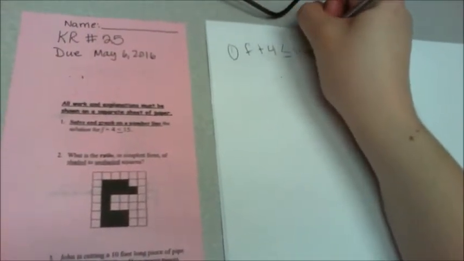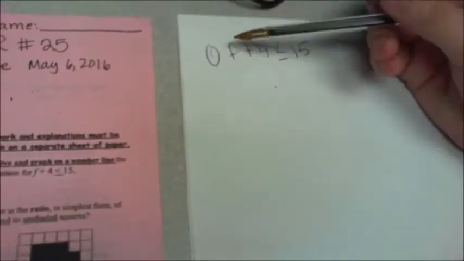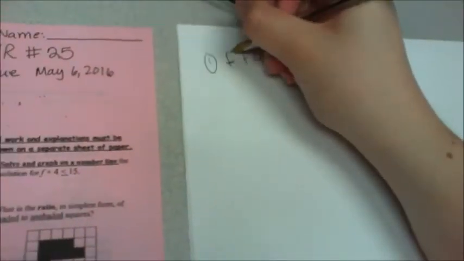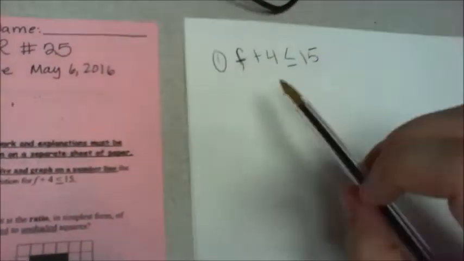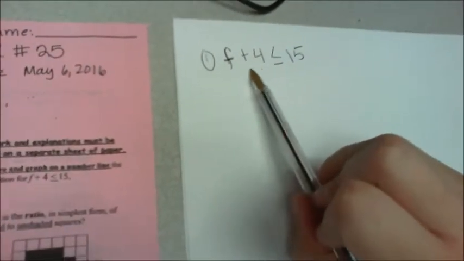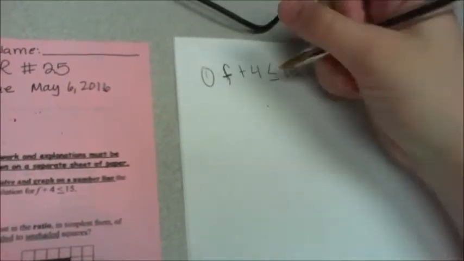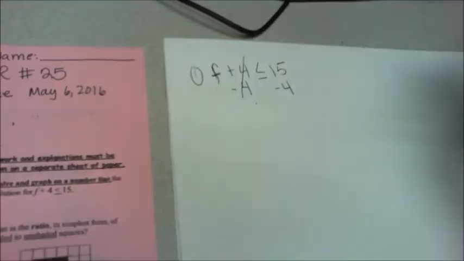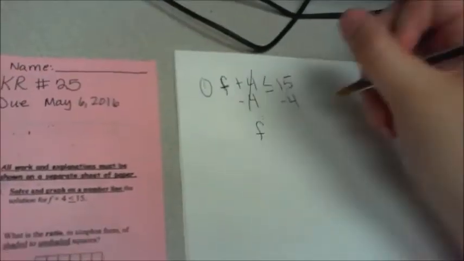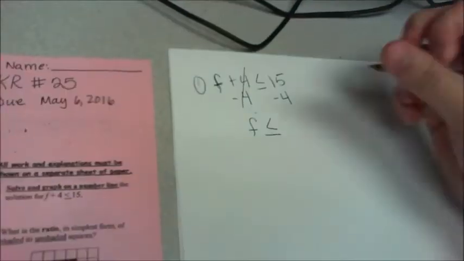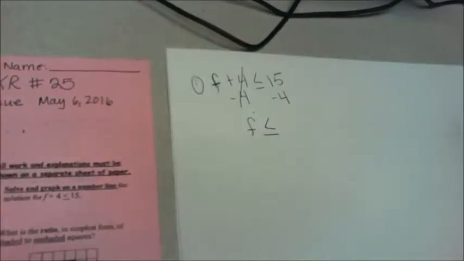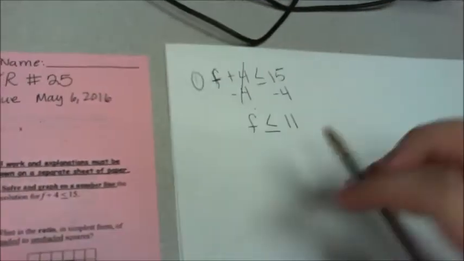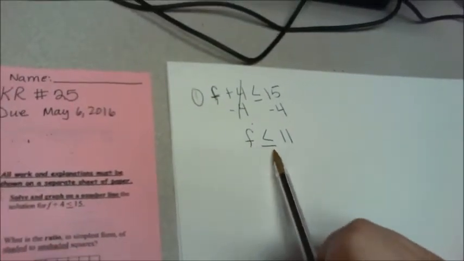So number 1 says solve and graph on a number line. We need to get our variable, or letter, F by itself. To do that, we have to do the opposite. The opposite of a plus 4 is a minus 4. So we subtract 4 from each side. Those cancel. F is left by itself. Our sign stays the same. 15 minus 4 is 11. So F is less than or equal to 11.